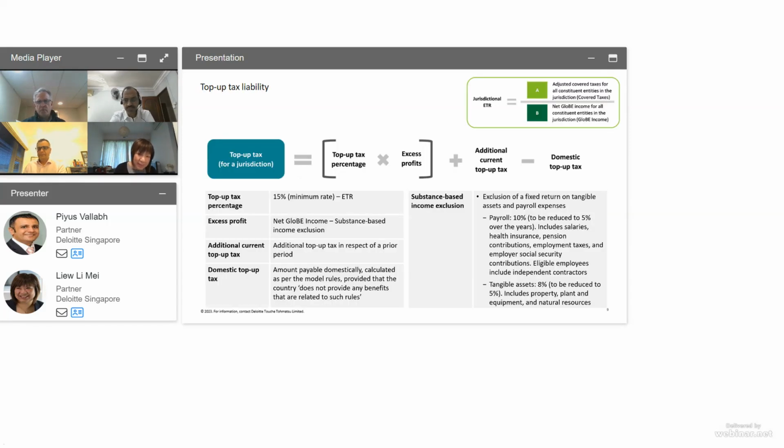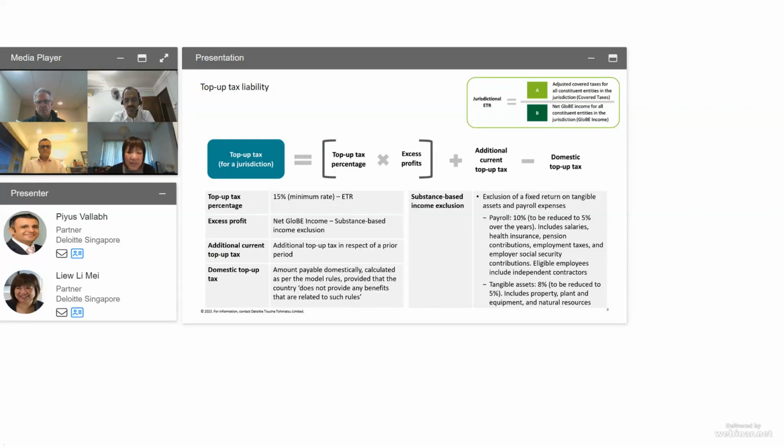Now, if we move on to the next slide, if the ETR in a particular jurisdiction is then less than 15%, there will be a need to calculate the top-up tax. This is calculated by taking the difference between the minimum rate of 15% and the ETR that you have calculated for the jurisdiction. And this top-up percentage is then multiplied by the net GLOBE income of the constituent entities in the jurisdiction, deducting the substance-based income exclusion.